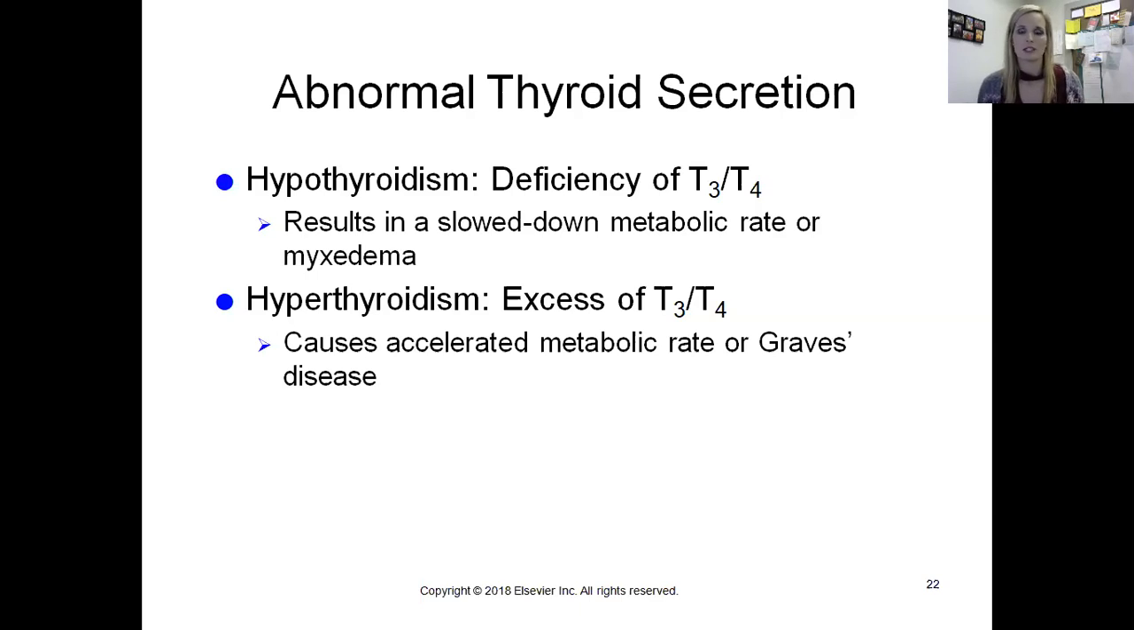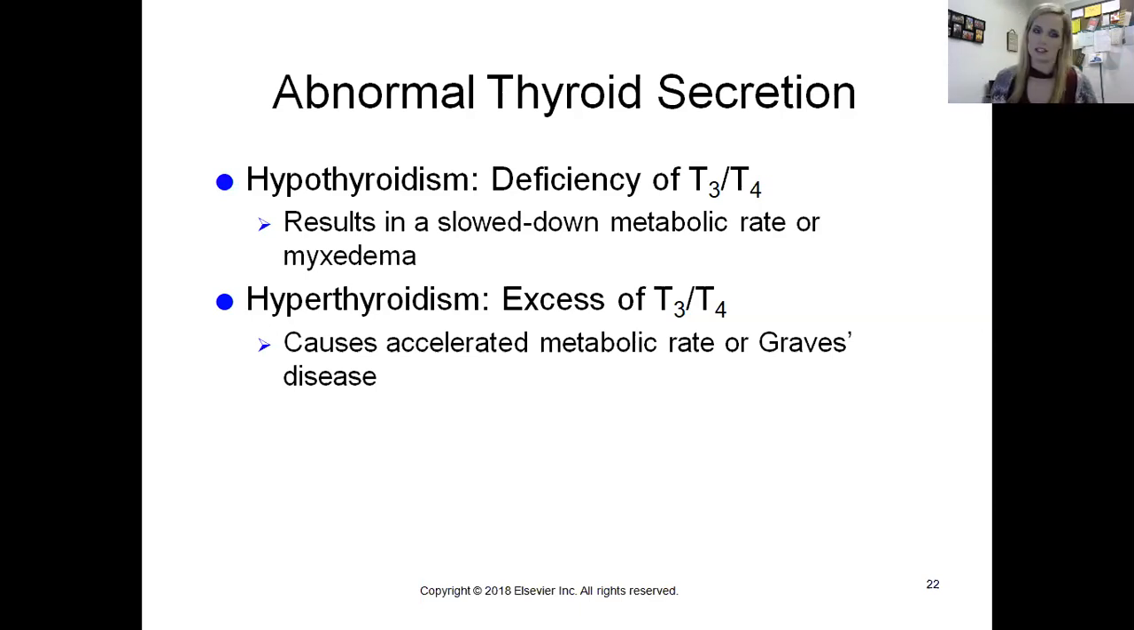Again, what this means, the prefix hypo means we're not getting enough. So when we have a deficiency of T3 and T4, our metabolic rate is going to be slowed, or myxedema is what that's referred to as. So that could cause a number of issues. It can cause a slowed heart rate, can sometimes lead to weight gain and some other issues in the body. So the thyroid hormone, T3 and T4, we want to make sure we're getting enough of it.